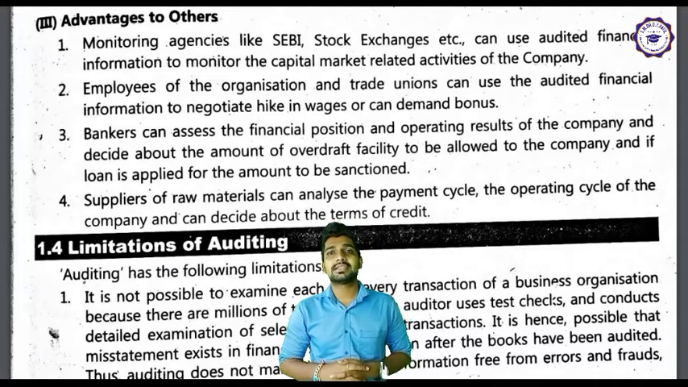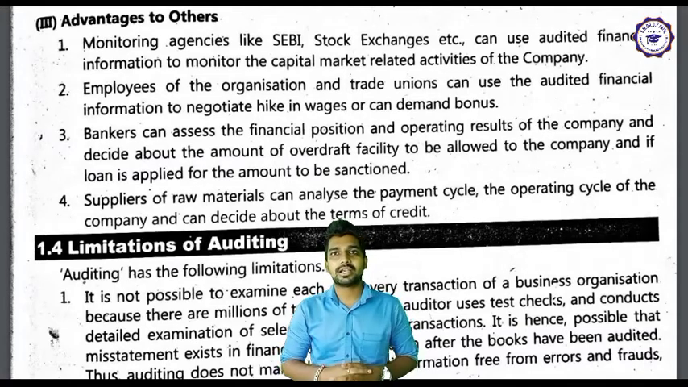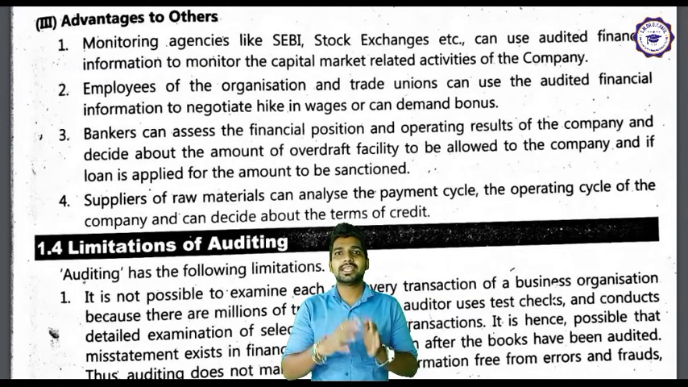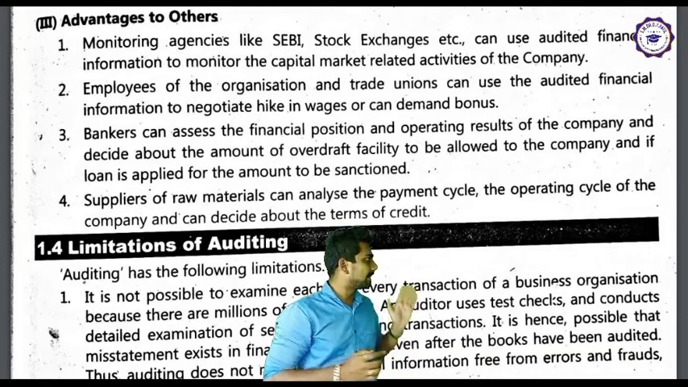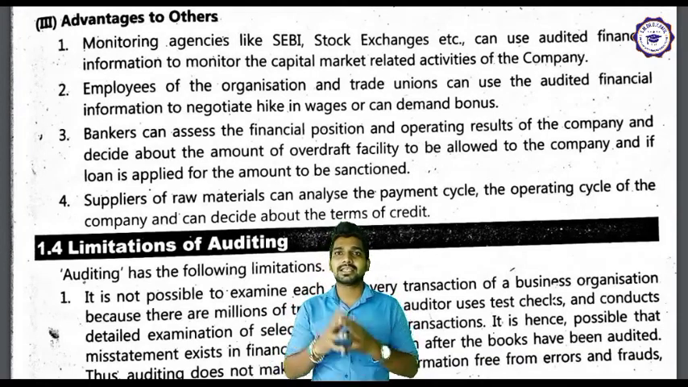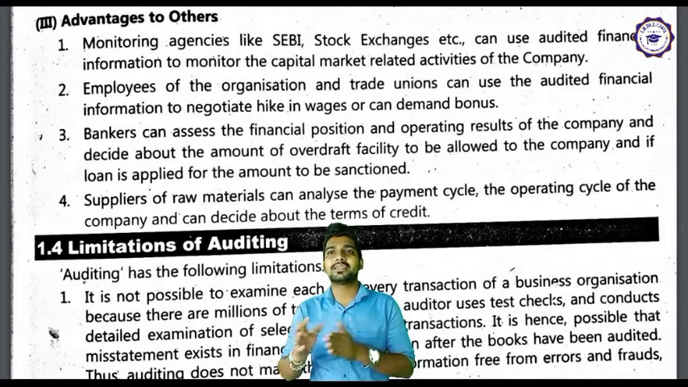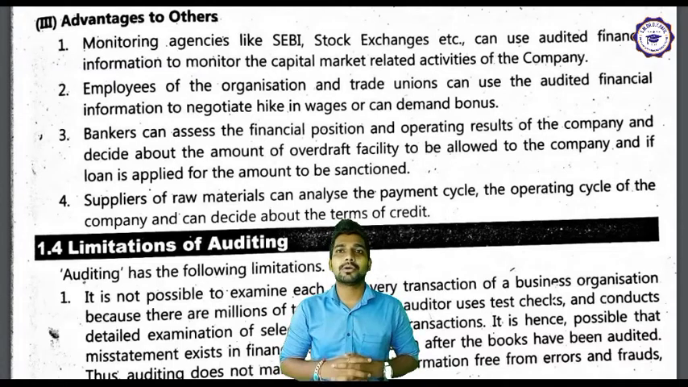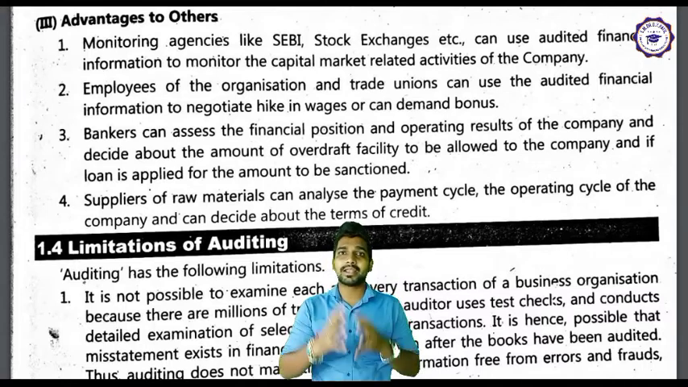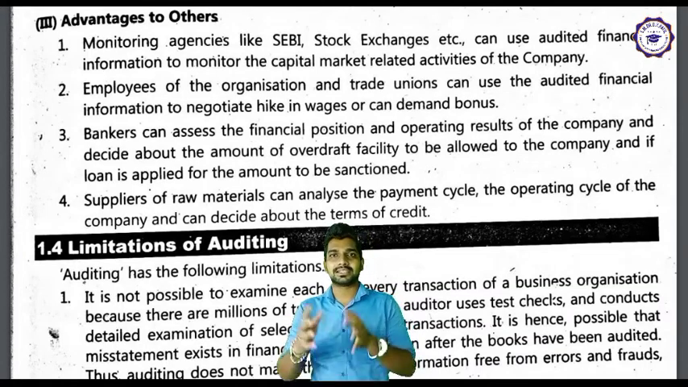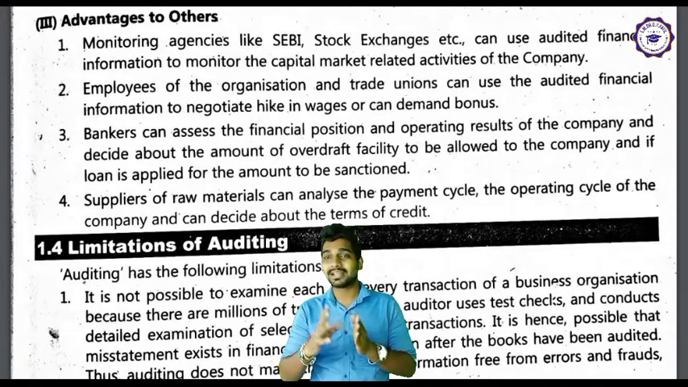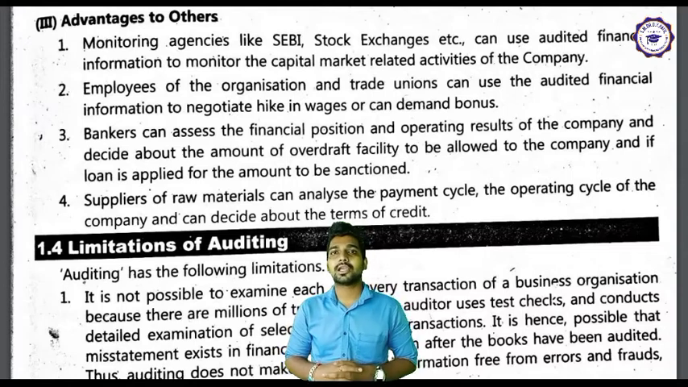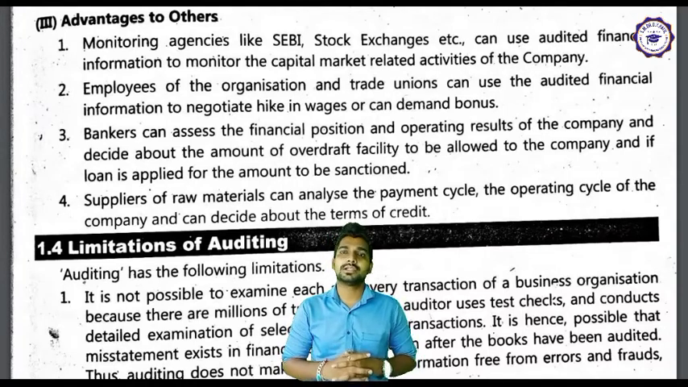Employees of the organization and trade unions can use audited financial information to negotiate, and a hike in wages or bonus can be demanded. Bankers can assess the financial position and operating results of the company and decide about the amount of overdraft facility to be allowed to the company, and if a loan is applied for, the amount can be sanctioned. Suppliers of raw material can analyze the payment cycle and the operating cycle of the company, and can decide about the terms of credit.